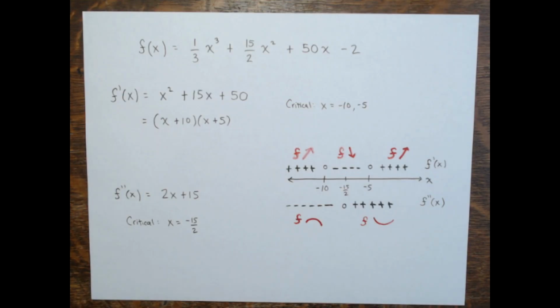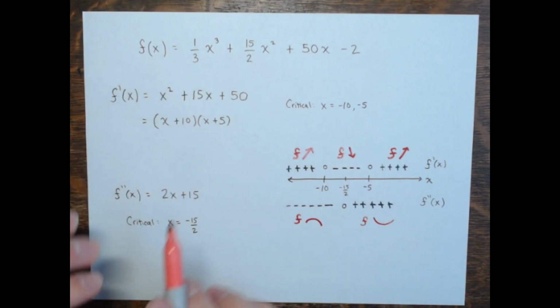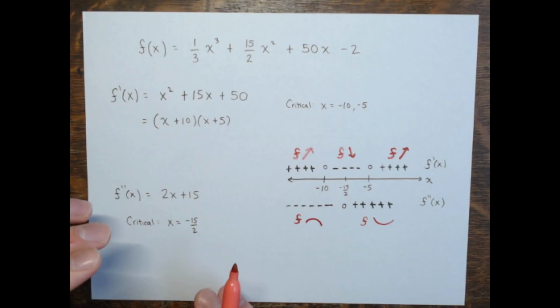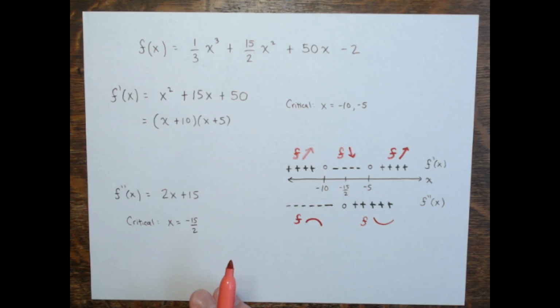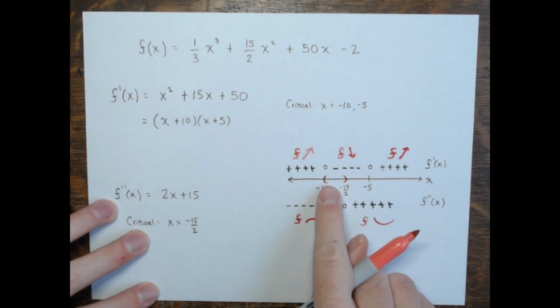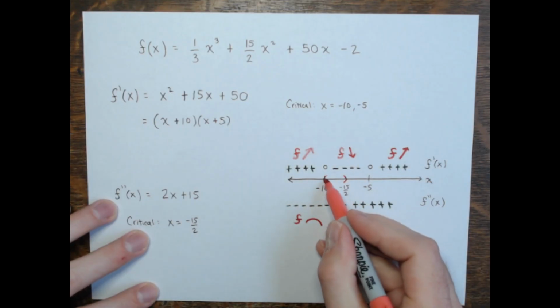We're just asked on what interval is the function f, the original we were given. Every conclusion we make is about the original. On what interval is the function both decreasing and concave down? And that would be between here and here, right? Between negative 10 and negative 15 halves.